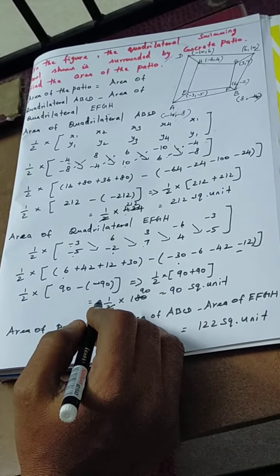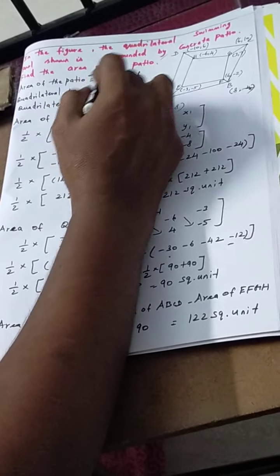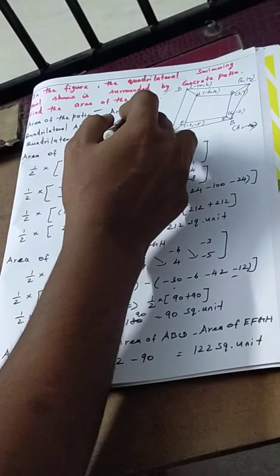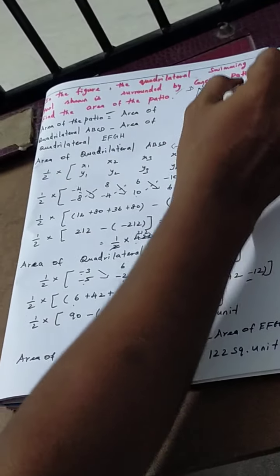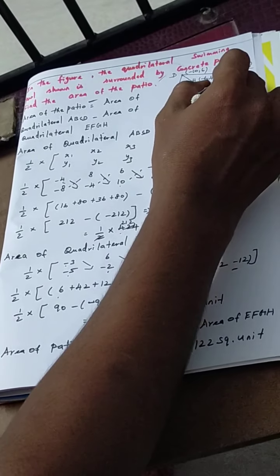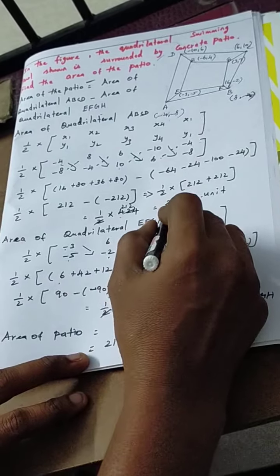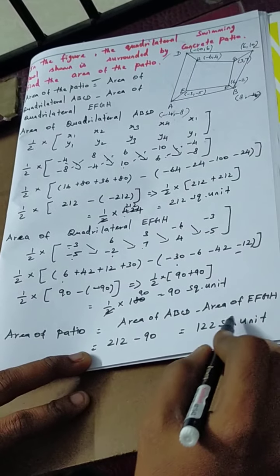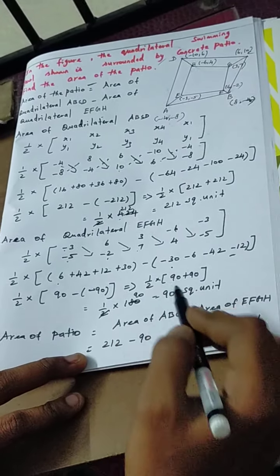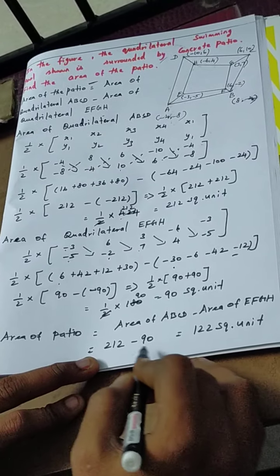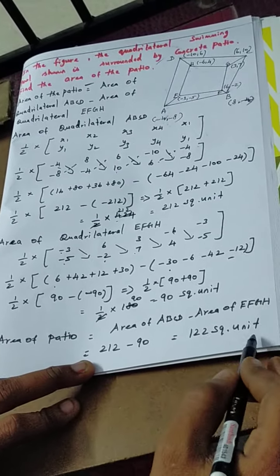You find the area of the patio. So area of the patio means area of quadrilateral ABCD minus area of quadrilateral EFGH. Area of ABCD, what is the answer? 212 minus area of EFGH is 90. So subtract the terms, so answer equal to 122 square unit.